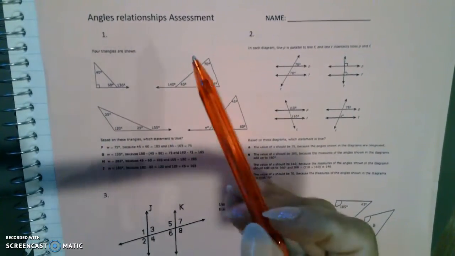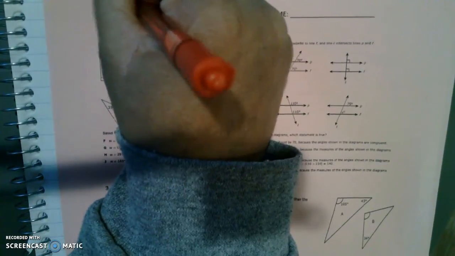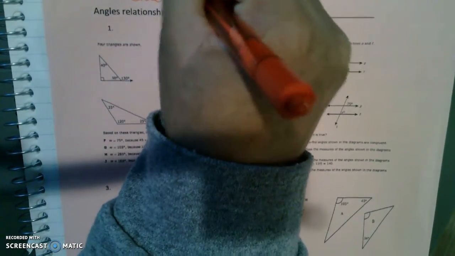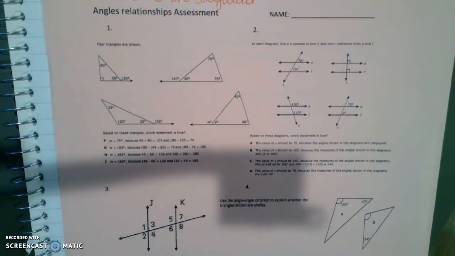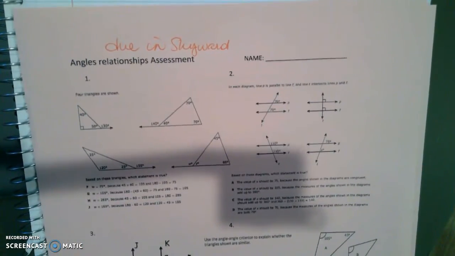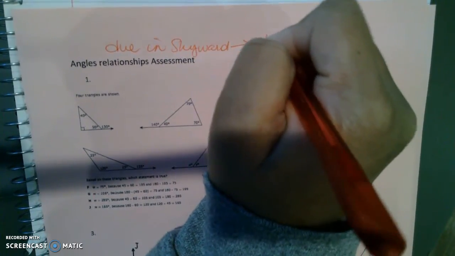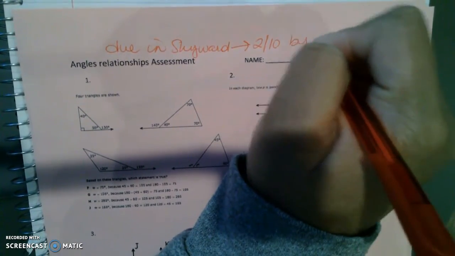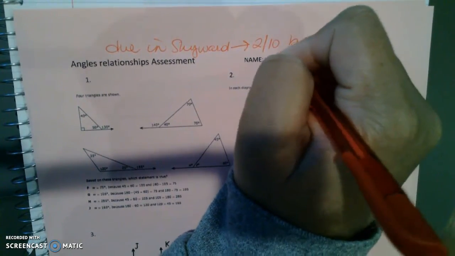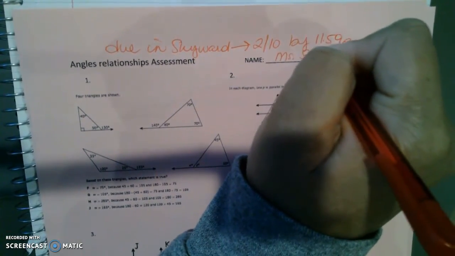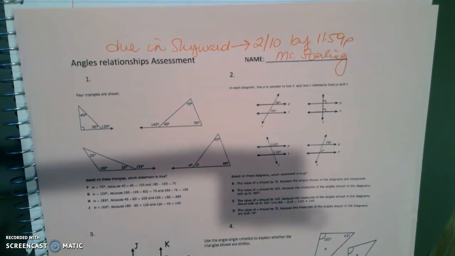All right. Okay. So again, this is the angle relationships assessment. This is due in Skyward. Oh, I want to say it was due tonight, but I think I extended it to the 11th or the 10th by 11:59 p.m. since I was out today. This is Miss Starling. All right, sorry about that.